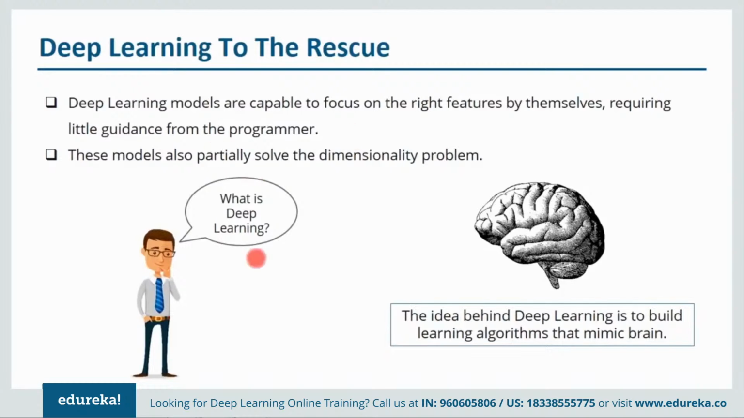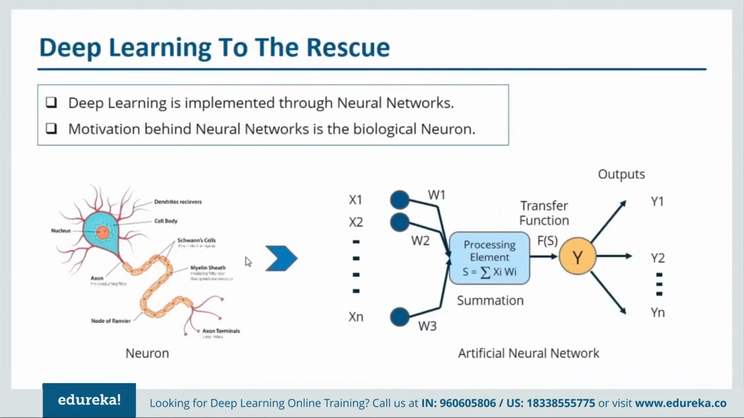Now, what exactly is deep learning? Since we know that it has evolved from machine learning, and machine learning is nothing but a subset of artificial intelligence, and the idea behind artificial intelligence is to imitate human behavior, the same idea applies to deep learning as well: to build learning algorithms that can mimic the brain. Now let us move forward and understand what exactly deep learning is. Deep learning is implemented with the help of neural networks, and the motivation behind neural networks is neurons. What are neurons? These are nothing but your brain cells.